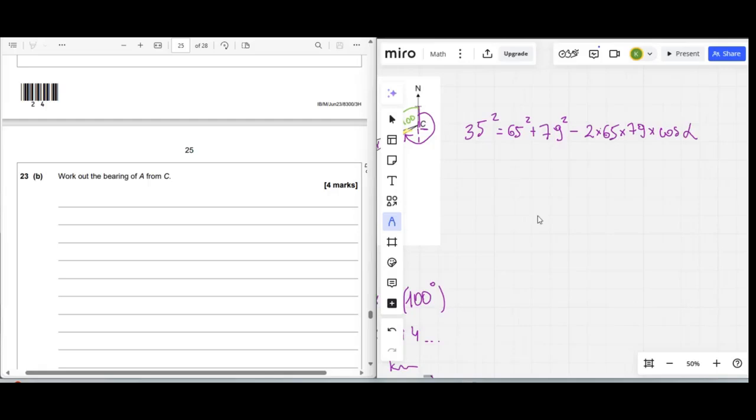35 squared, 1225, equals 65 squared plus 79 squared, which is 10,466, minus 2 times 65 times 79, which is 10,270, times cosine of alpha. Okay, let's deduct this bit from both sides.